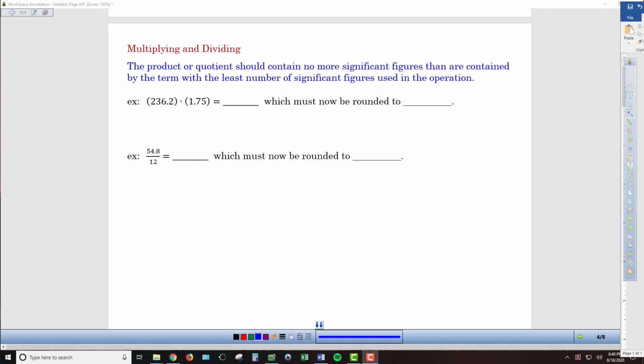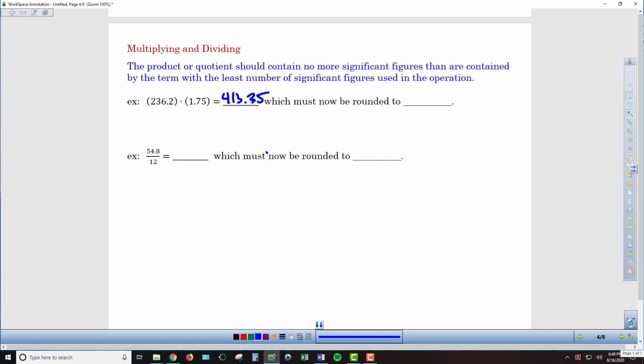Fortunately for some of you, and you know who you are, the rules for multiplying and dividing are simpler than they are for addition and subtraction. We're still going to start off the same way we did with the addition and subtraction, where we're just going to take the numbers as they are and multiply them or divide them. So in the first example, if we multiply those two numbers together, we get 413.35.